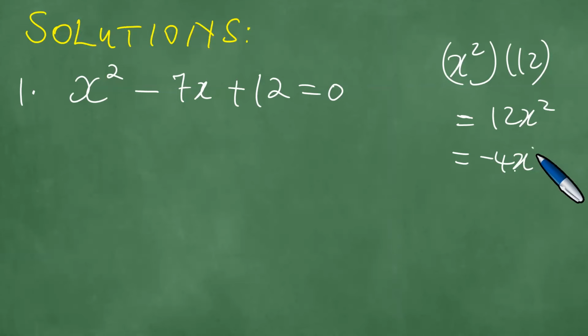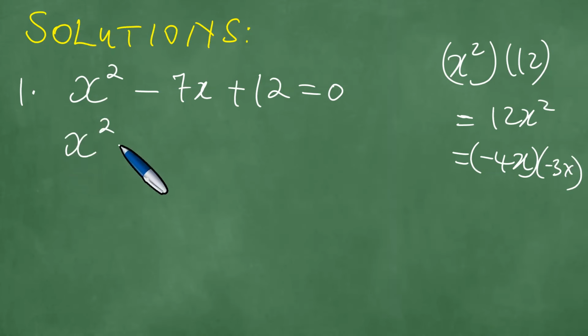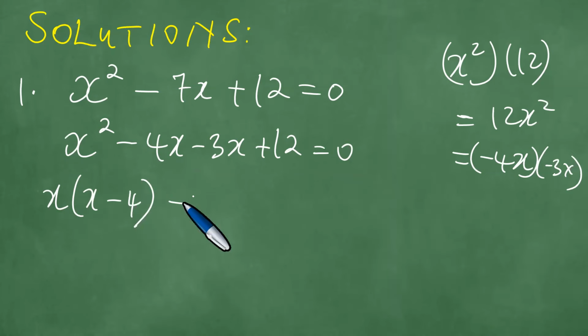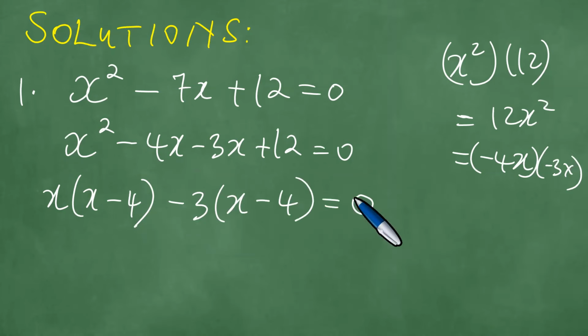They are negative 4x and minus 3x, okay? Because if you multiply them, negative times negative, you get a positive, then 4 times 3 is 12, and x by x is x squared. And therefore, we're excited with this because now we have the actual solutions. We then have x squared minus 4x minus 3x plus 12 is equal to 0, which means x into x minus 4 minus 3 into x minus 4 equals 0.